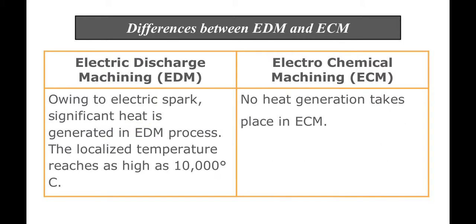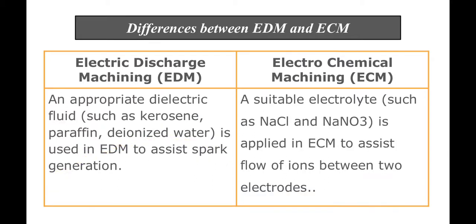Then in EDM, owing to the electrical spark, significant heat is generated, and the localized temperature reaches as high as 10,000 degrees Celsius. In ECM, no heat generation takes place. Then an appropriate dielectric fluid, such as kerosene, paraffin oil, or deionized water, is used to assist spark generation in EDM. A suitable electrolyte such as NaCl or NaNO3 is applied in ECM to assist the flow of ions between the two electrodes.